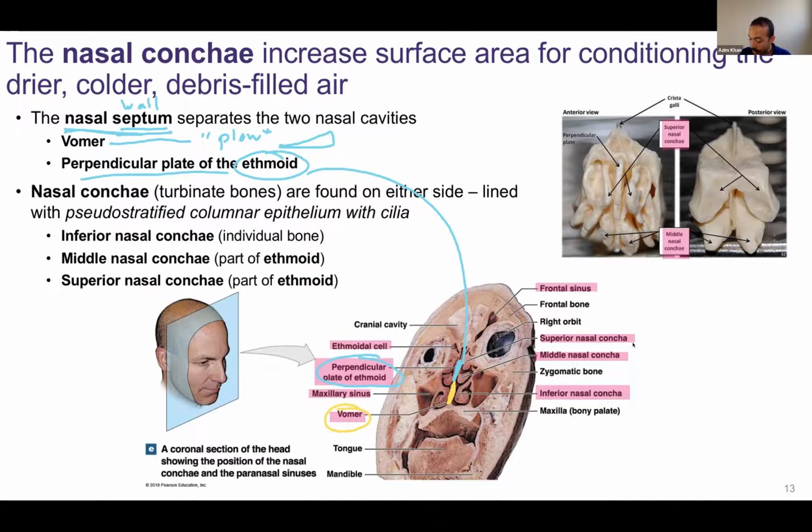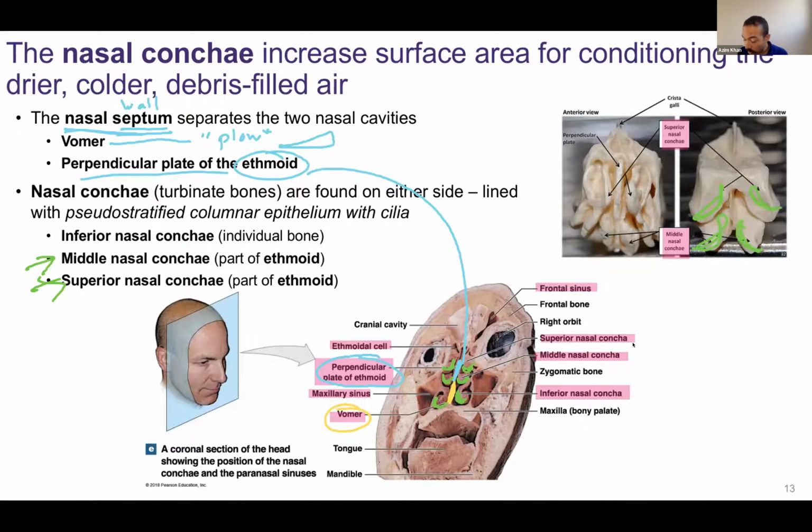Now you might notice that there are curvatures coming off of this nasal cavity region. I've just made 3 curves, 1, 2, 3. The topmost ones, those are superior nasal conchae, part of the ethmoid bone. The ones in the middle are middle nasal conchae, also part of the ethmoid bone. You can see those 2 things here. Middle nasal concha, superior nasal concha.